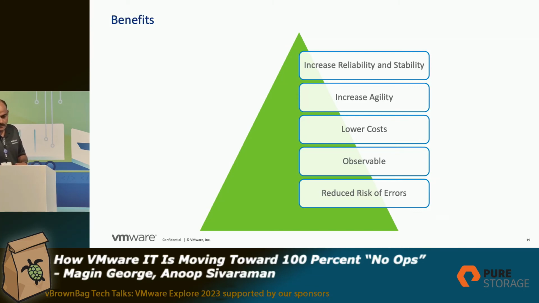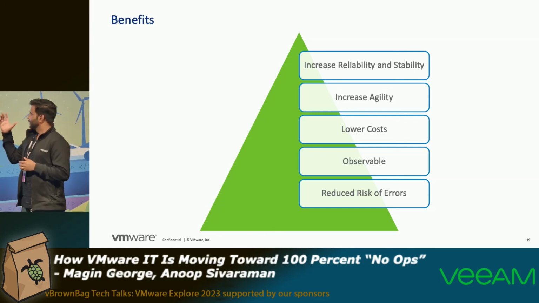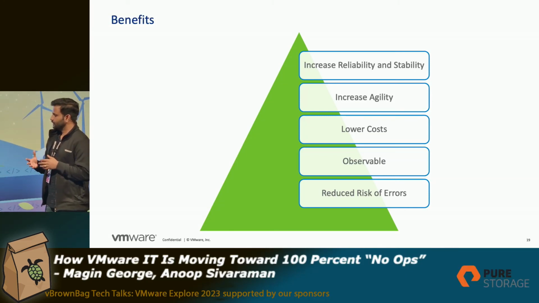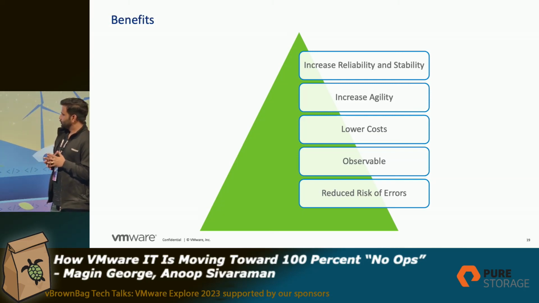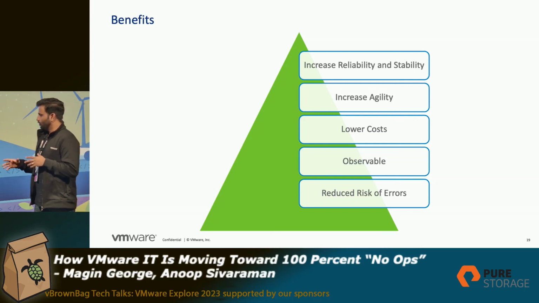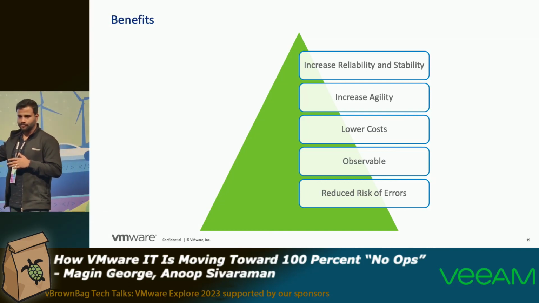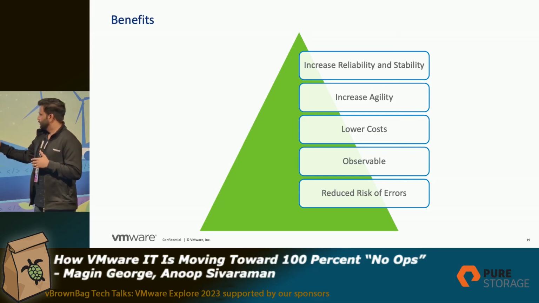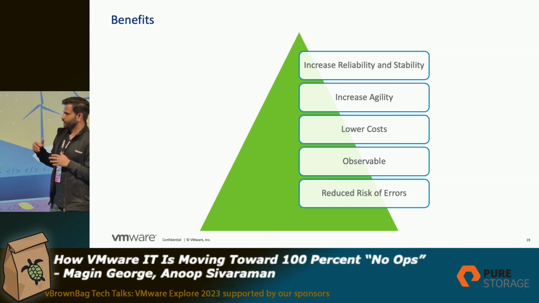With the help of these tools and the automation, these are the key benefits that we achieved in our IT industry. Increased reliability and stability, thus providing a better customer experience, and increased agility as we are being more proactive rather than reactive. And it's always on the lower cost side. Then all our systems are monitored, because VMware Aria Operations for Applications can monitor traces, logs, and metrics. So all the systems are observable, and it also reduces the risk of errors, as human errors are much less with less manual effort.